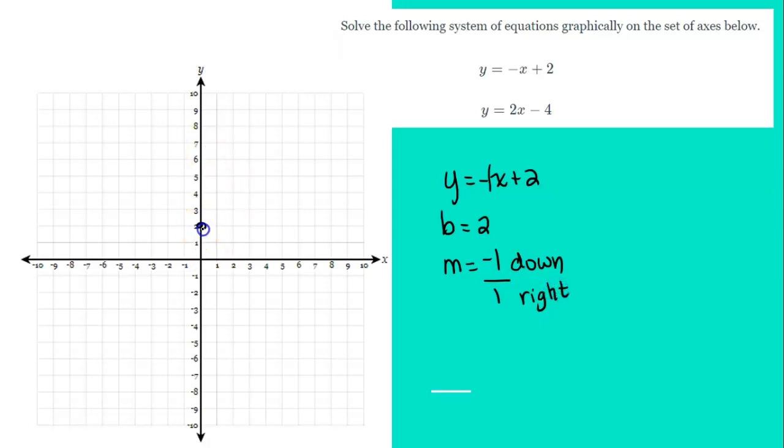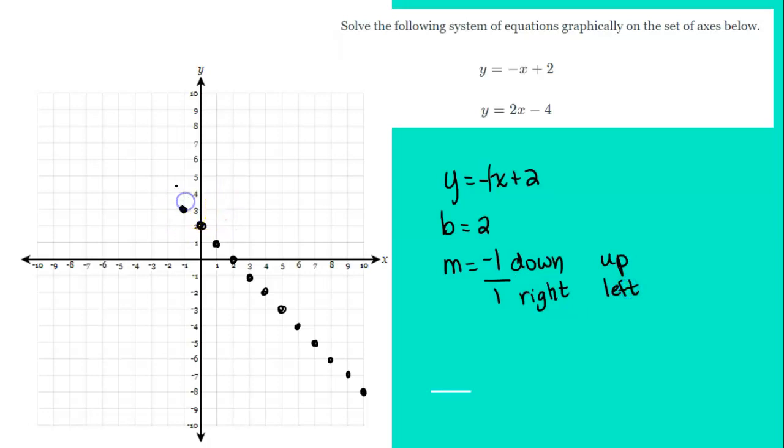So my y-intercept is 2, and I'm going to go down 1 and to the right 1, down 1 and to the right 1, down 1 and to the right 1. And I'm going to continue doing that over and over until I fill my graph. That's going to assist me with being able to find the intersection point. Now, if I want to go the other way, then I go up and to the left. I do the opposite of both things.